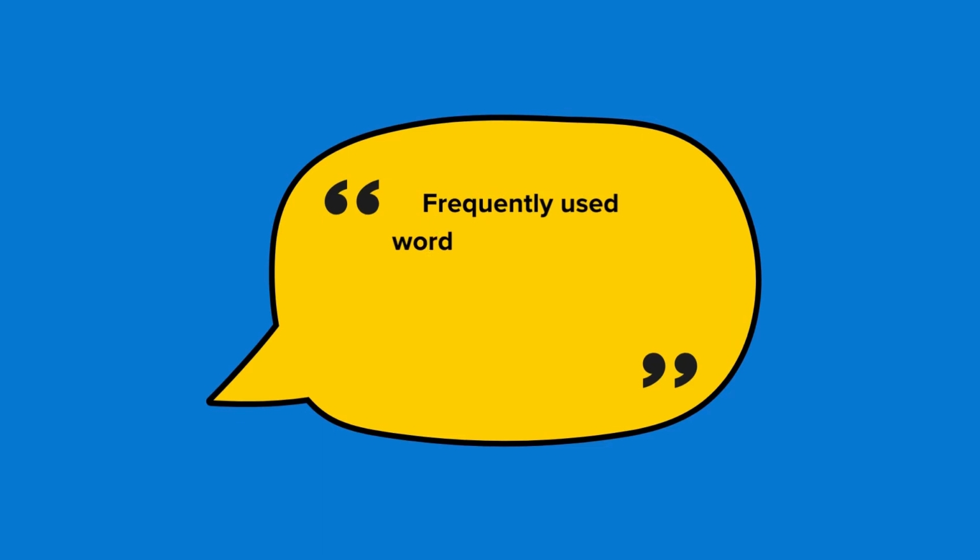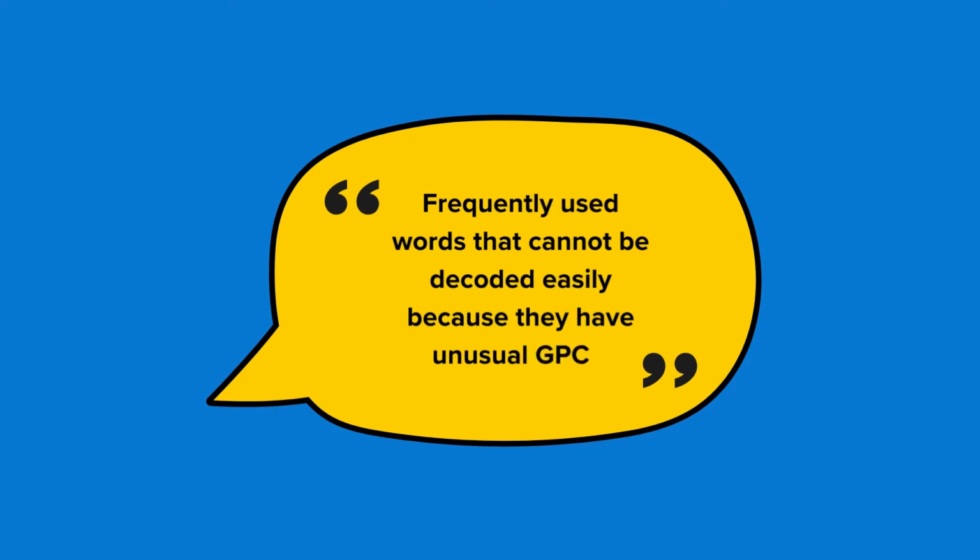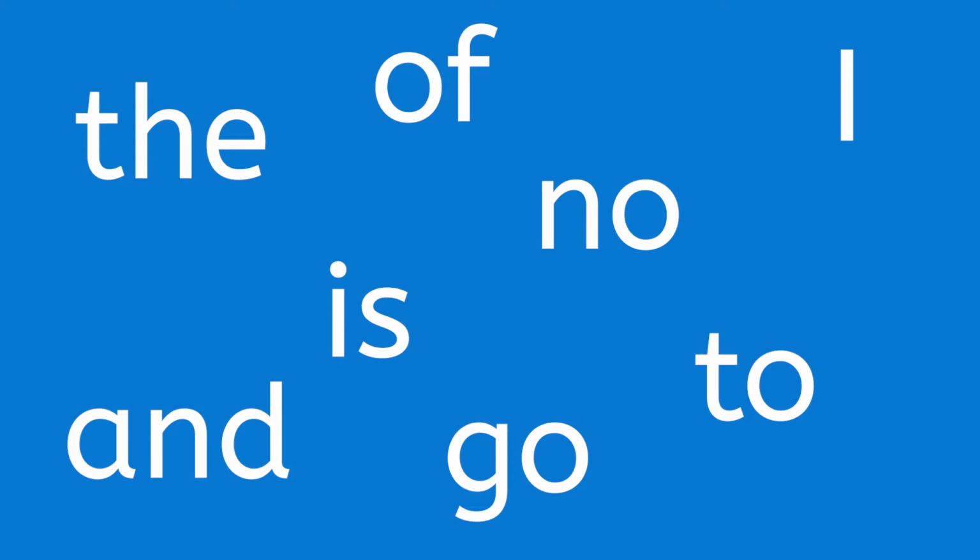Tricky words are frequently used words that cannot be decoded easily because they have unusual grapheme to phoneme correspondences. In phase two of All Aboard Phonics, the children are introduced to the first tricky words: the, to, and, is, I, no, go, and of.